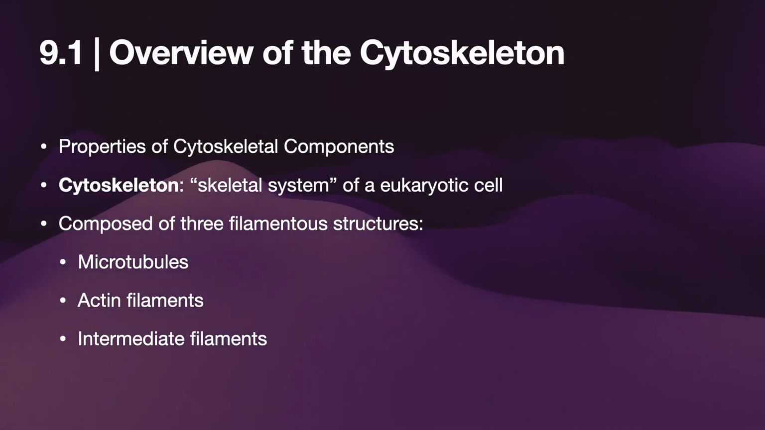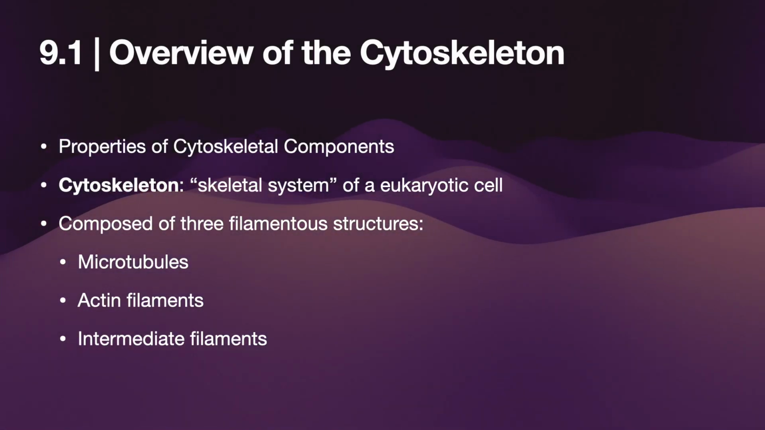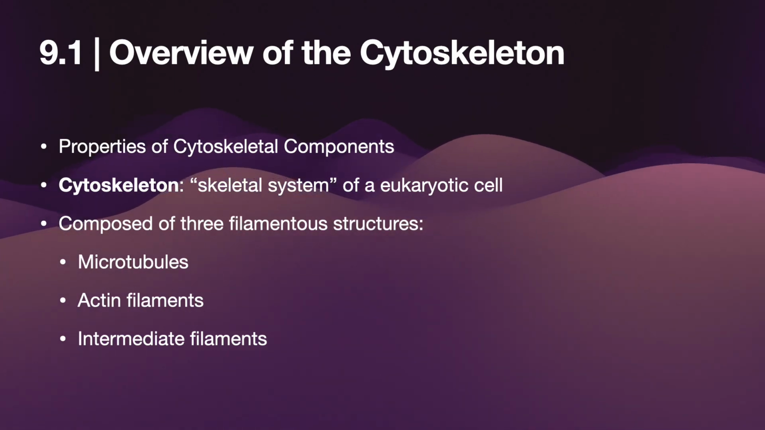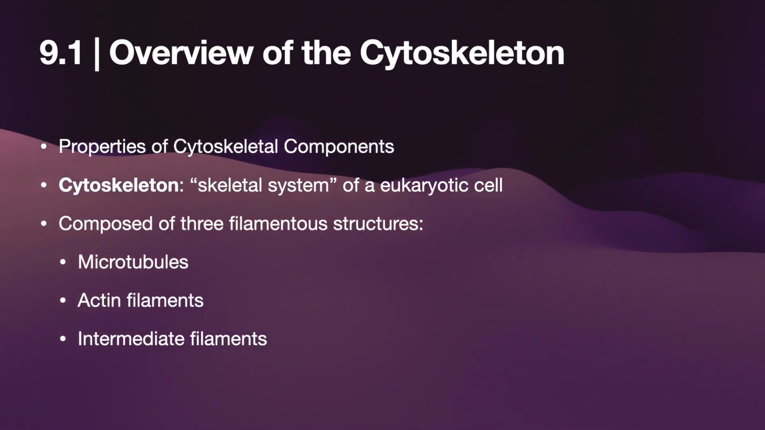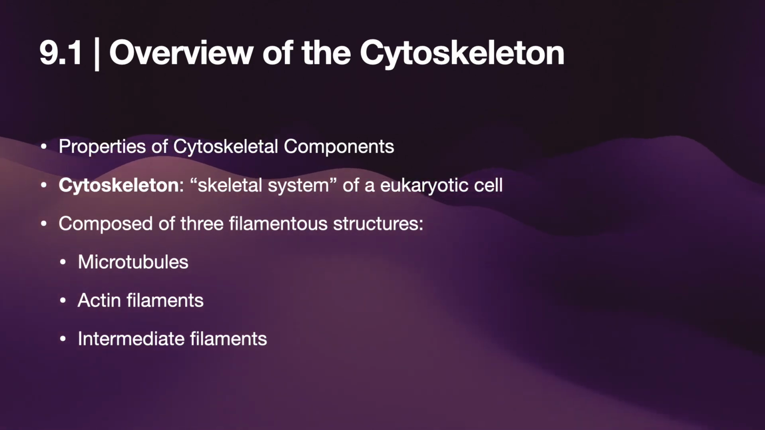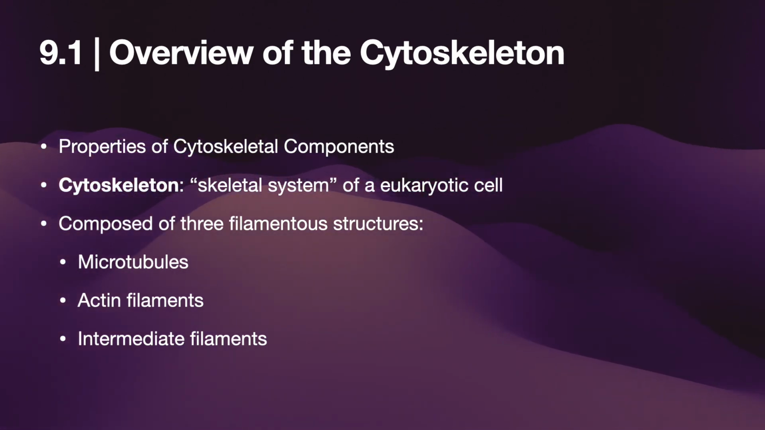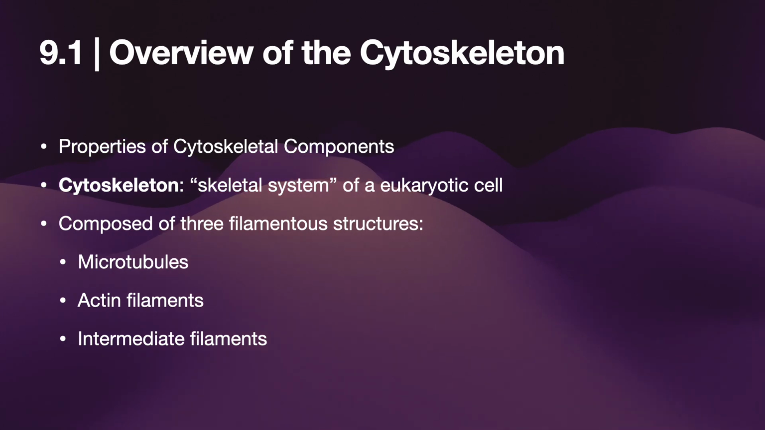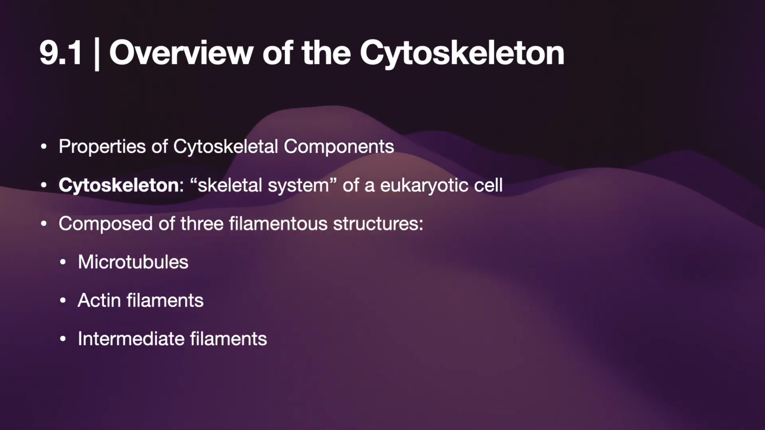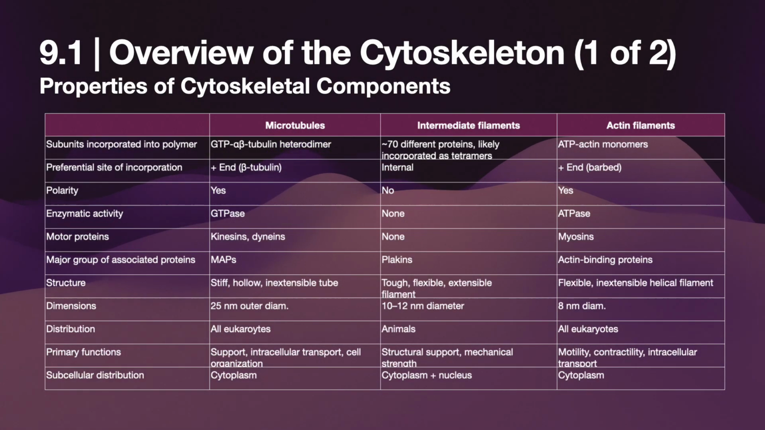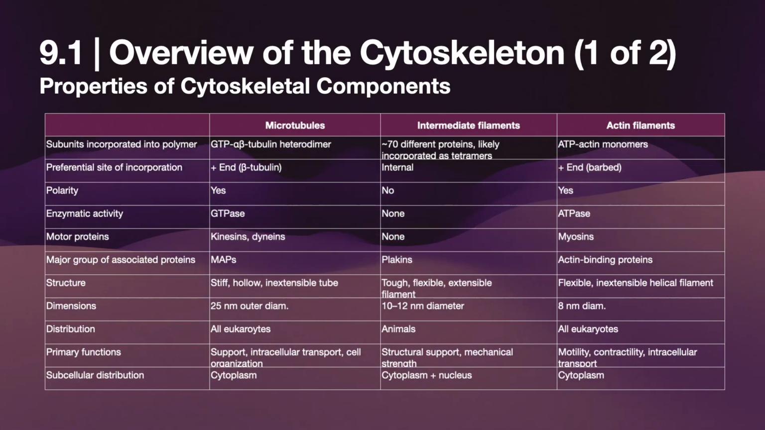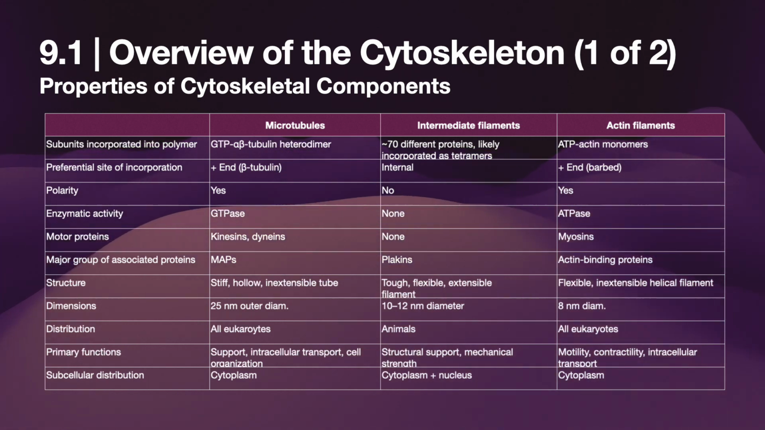We'll start with the overview of the cytoskeleton. These are the properties of the cytoskeleton, which remains to be the backbone of our cell. It is the skeletal system of the eukaryotic cell, composed of three filamentous structures: the microtubules, the actin filaments, and the intermediate filaments. In essence, these are the properties of the cytoskeletal components.